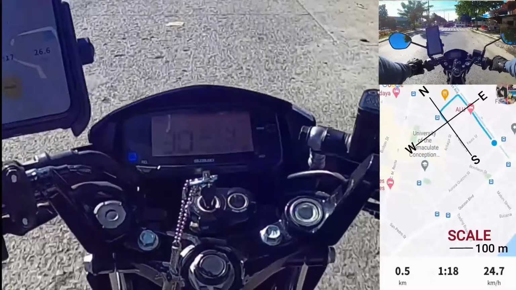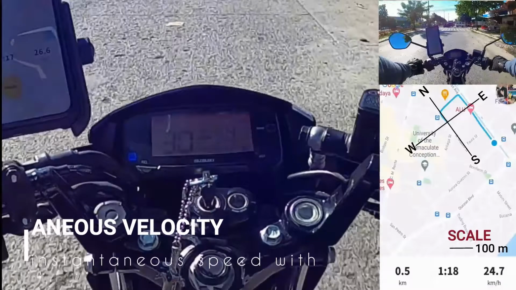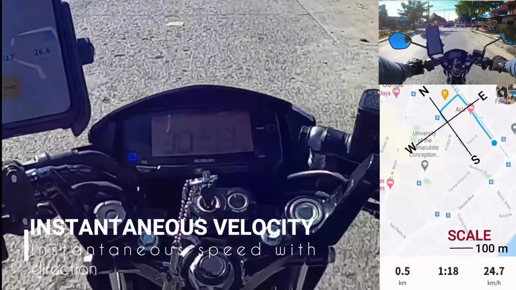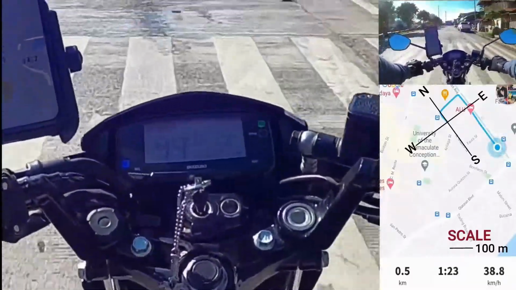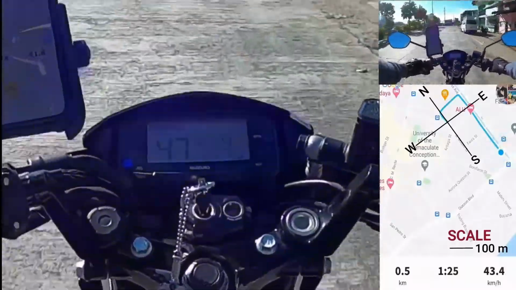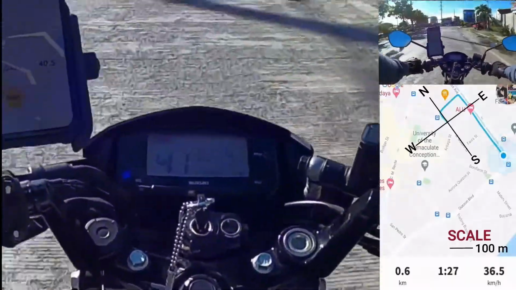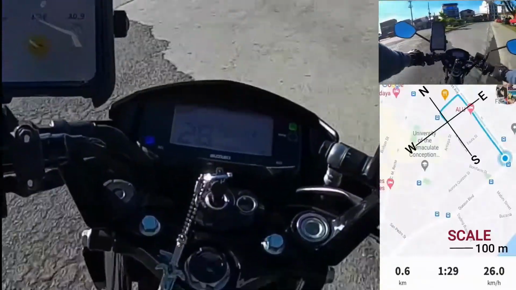If we include the direction to which this motorcycle is moving, say it is moving south, that gives us the instantaneous velocity, which is, at this particular instant, 8.3 meters per second south. So that means instantaneous speed is the magnitude of our instantaneous velocity. The difference is that velocity has direction because it is a vector quantity.